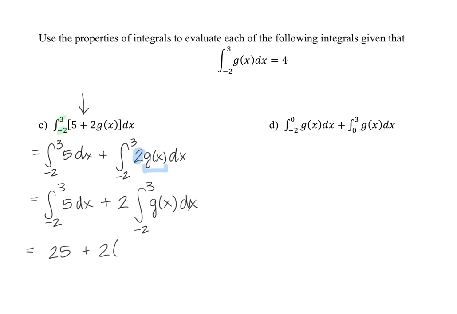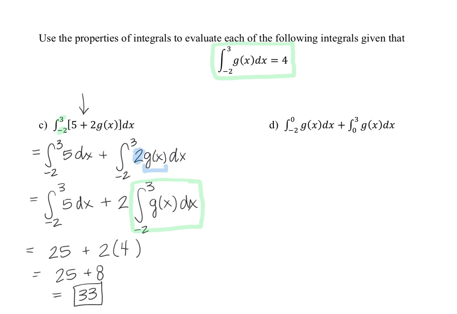Then we have plus 2 times this integral. But again, this integral from negative 2 to 3 of g of x dx is the integral that we were given. And we know the value of that integral is 4. So that's going to be 2 times 4. So 25 plus 8 gives us a final answer of 33.